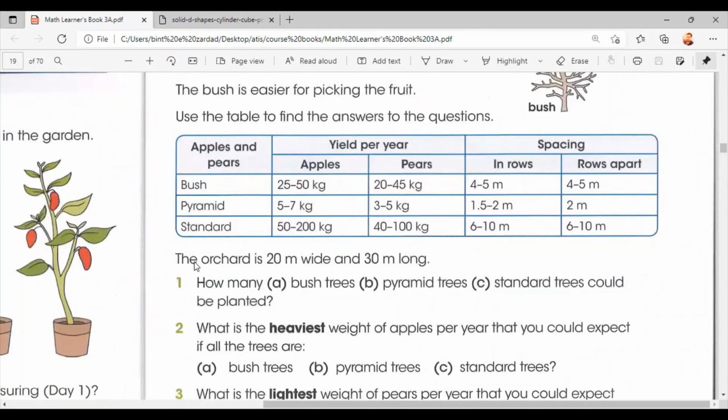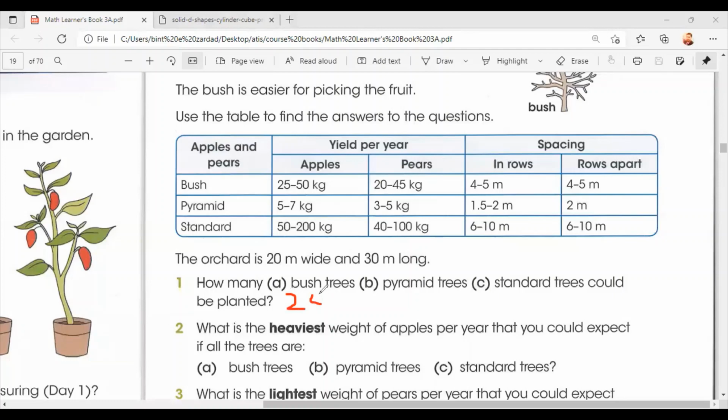You can see here a table. The orchard is 20 meter wide and 30 meter long. So it means 600 m squared, the orchard. So how many bush trees, how many pyramid trees or standard trees could be planted? How many bush trees can be planted? How many pyramid trees can be planted in the orchard? It's very easy. For bush tree, you choose the number and divide 600 by it. So it's coming 24. So we write here 24.